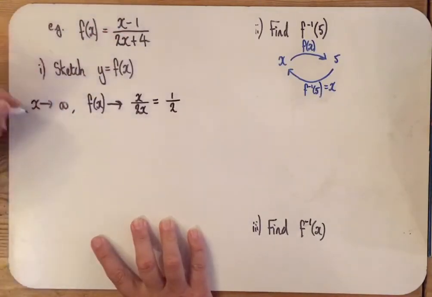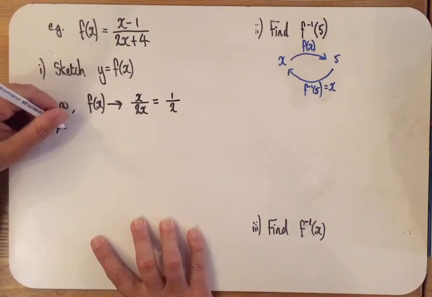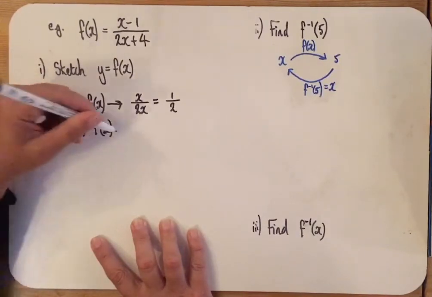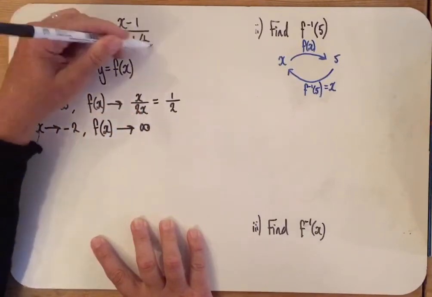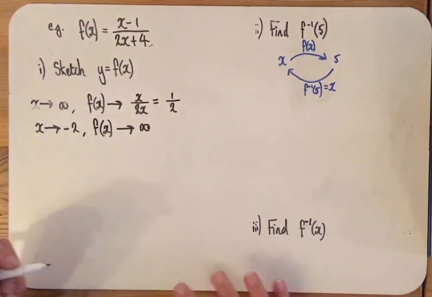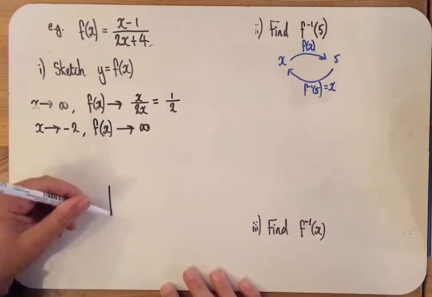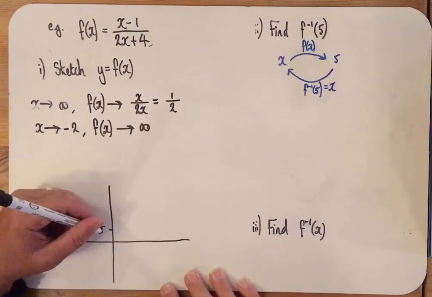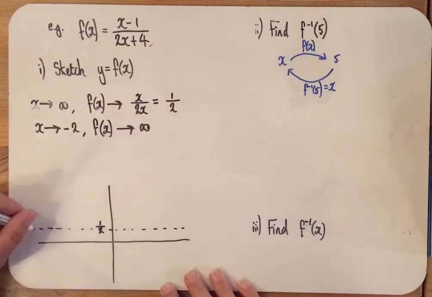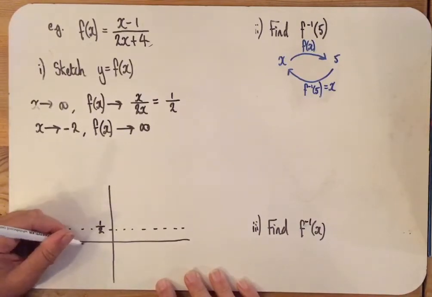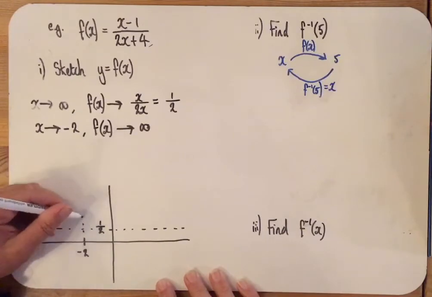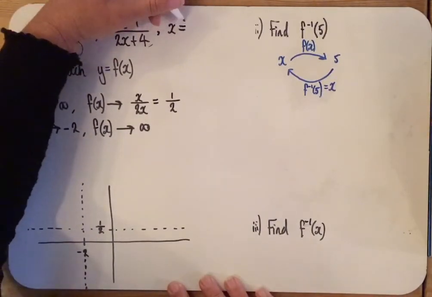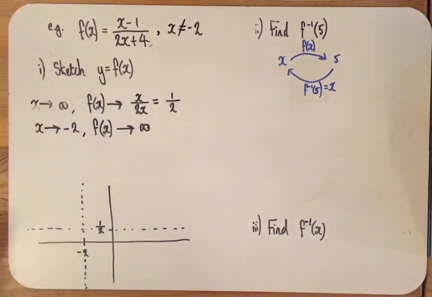And then to find your vertical asymptote, you set the bottom of the fraction to 0. So as x approaches -2, then f of x approaches infinity. So bottom of the fraction to 0 to get the vertical asymptote. So I know that as x approaches infinity, f of x approaches a half. And as x approaches -2, then f of x approaches infinity. So there is a domain restriction on here that x can't be -2, which I didn't write in because we can't actually divide by 0.